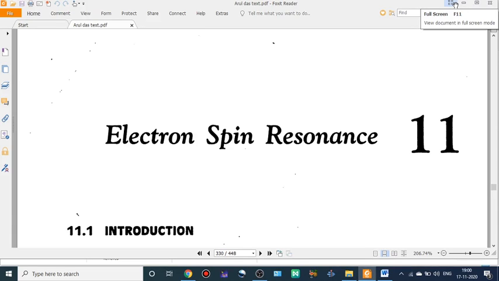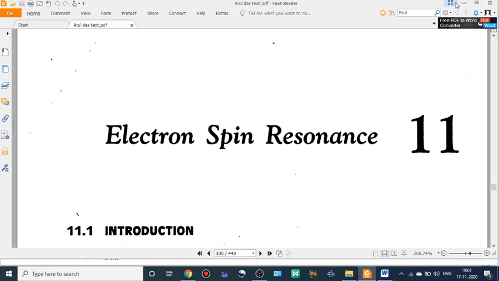Good morning. Today we are going to our next section, that is electron spin resonance. Electron spin resonance is a technique which uses the spinning property of an electron which is in a resonance condition. We know that molecules have atoms and it has a nucleus.